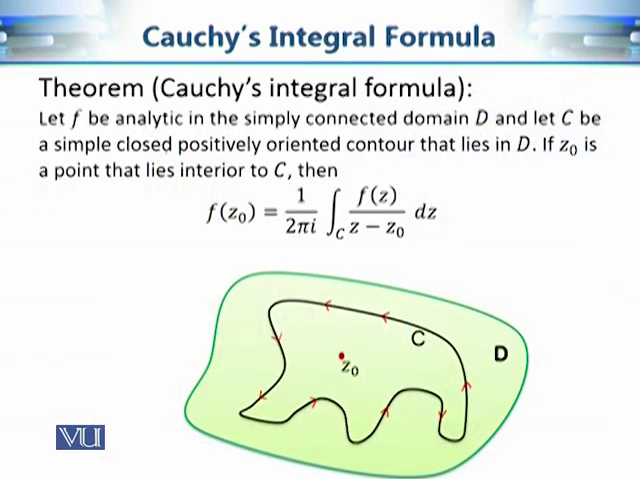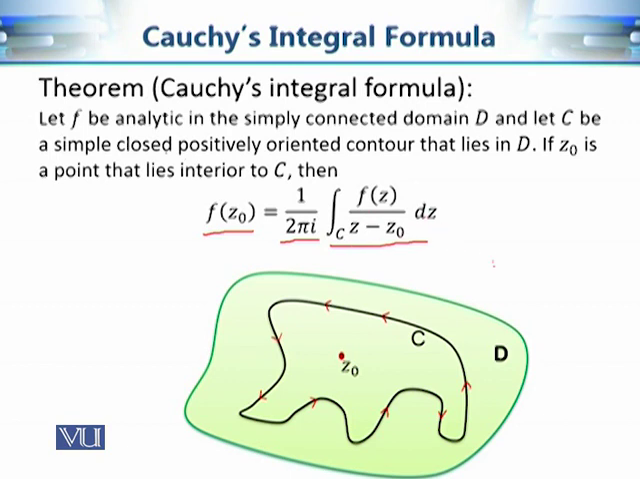So let's have a look at Cauchy's integral formula. If a function is analytic in a simply connected domain D and C is a simple closed positively oriented contour that lies inside this simply connected domain D, and if z0 is any point that lies interior to C, then the functional value of f at this point z0 can be calculated by the following formula: 1 over 2 pi iota times the contour integral of f of z over z minus z0 dz.